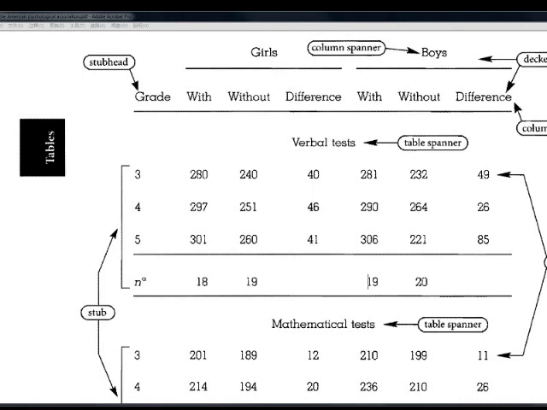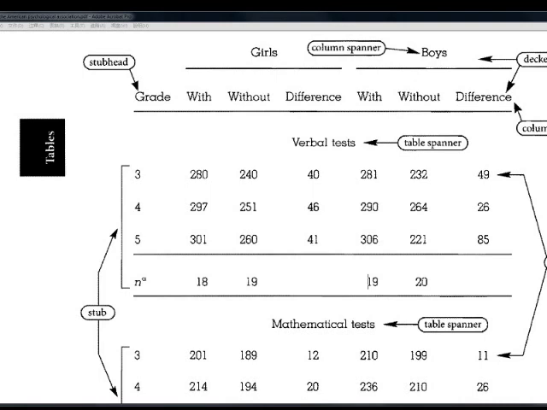And together, what do we call this? Decked heads. Top deck, lower deck. There can be a top deck, middle deck, lower deck, right? You can have a group, a subgroup, a sub-subgroup. You can have a lot. And then up at the top, each heading is called a column heading. So with is a column heading, without is a column heading, difference is a column heading. Girls is a column heading too, but it's a column spanner because it's three columns together for girls, three columns together for boys.